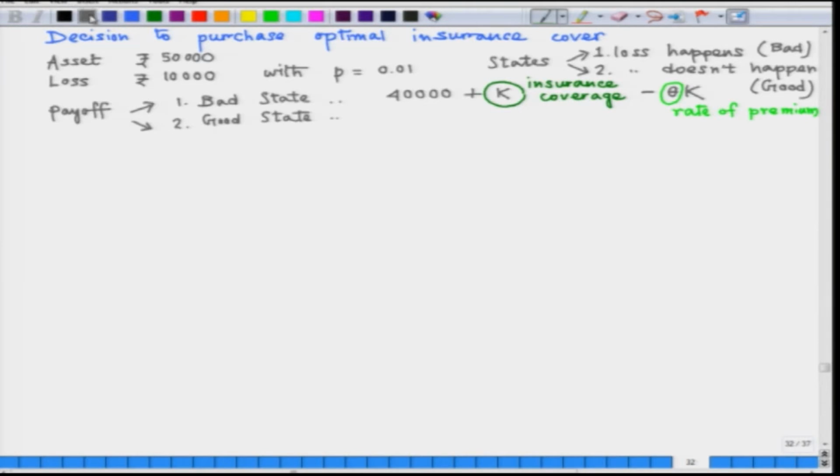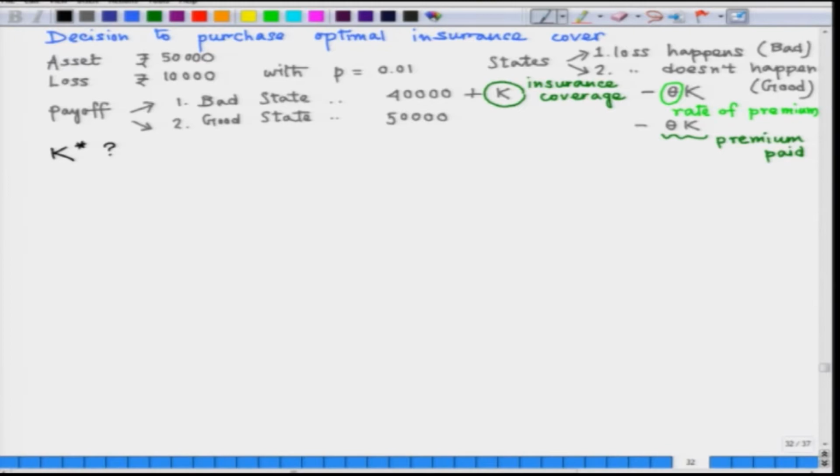Now, in good state, the individual is left with the entire asset value for consumption, 50,000 rupees. Now, here also he has to pay the insurance premium. Now, the question is, how does our consumer choose an optimal value of K?